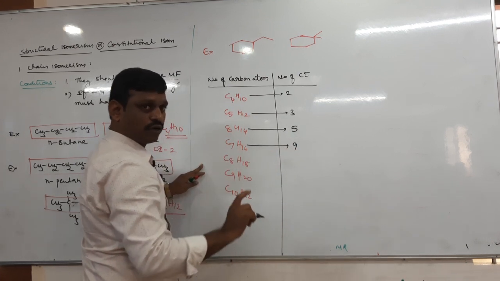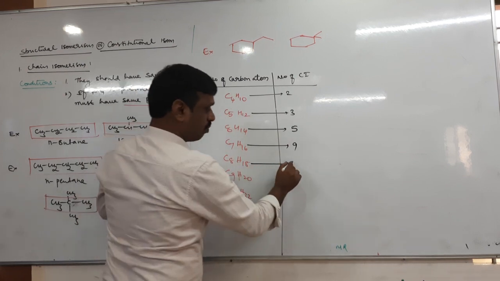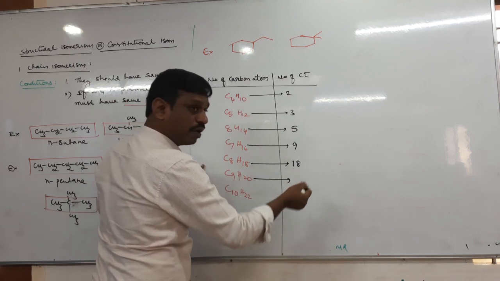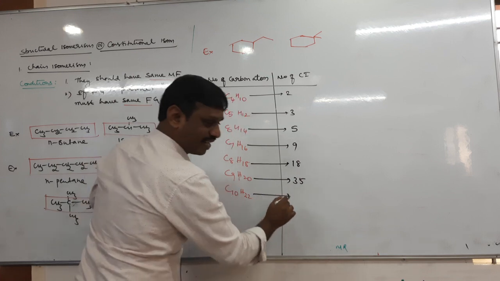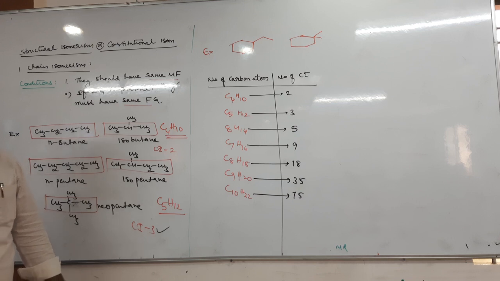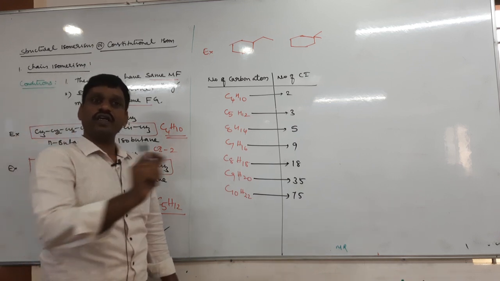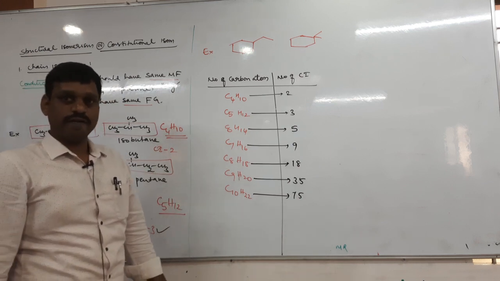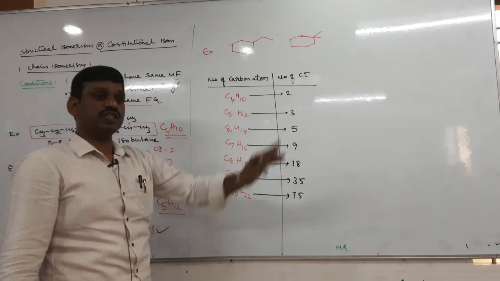There is no formula to get this. We should write all possible structures, that's it. 9, make it double, 18. 18, make it double, but 35. Then next is 75. Okay, so remember the numbers. There is no formula to get the number of isomers. Don't expect any formula. Formula is not there. If a question is asked, you should write all possible structures.